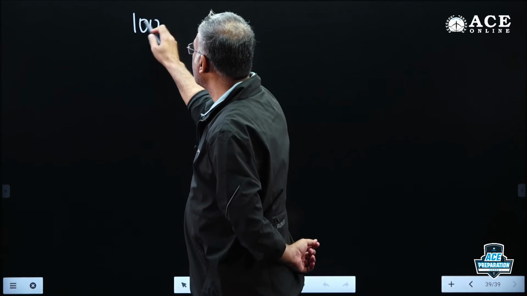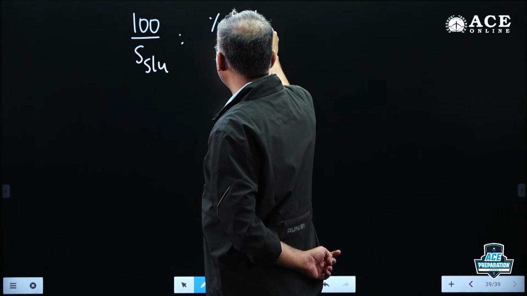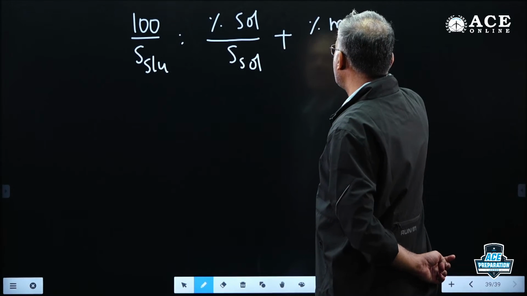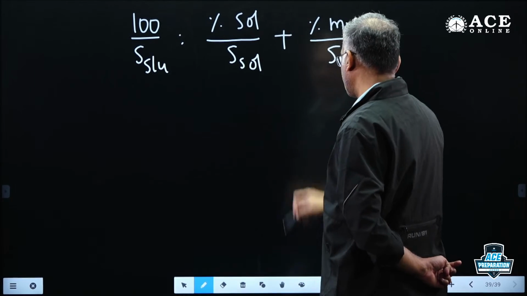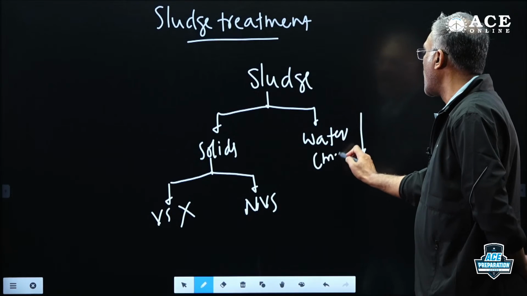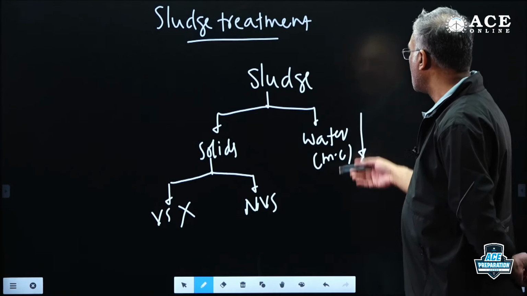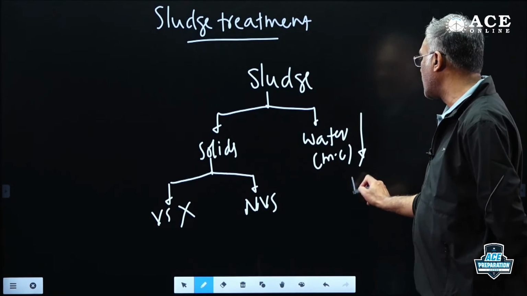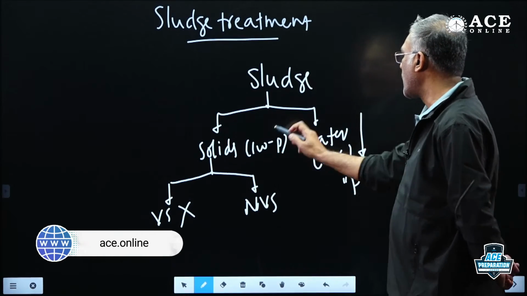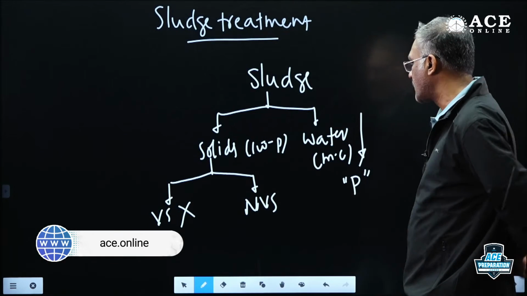So 100 by specific gravity of sludge is equal to percentage solids in sludge by specific gravity of solids plus percentage moisture content of sludge by specific gravity of water. This water content is known as the moisture content of sludge. Sludge is a mixture of solids and water, so suppose P% is water, then the remaining 100 minus P% are solids. If you mix them, you get wet sludge.